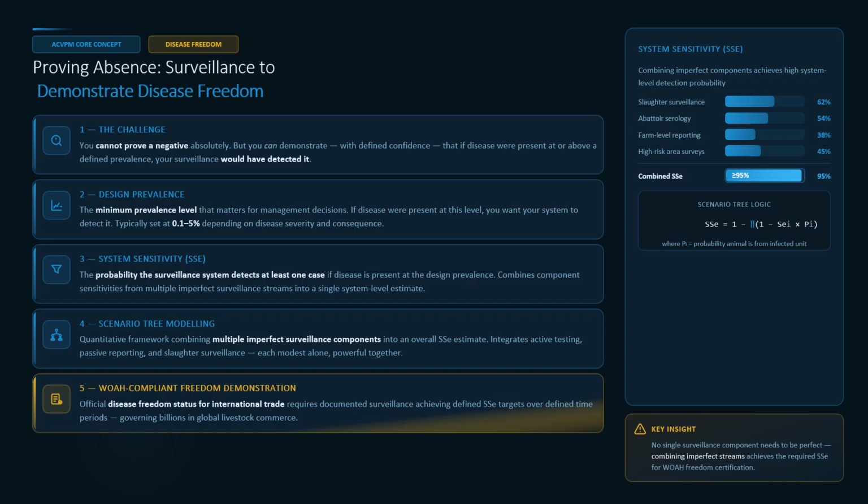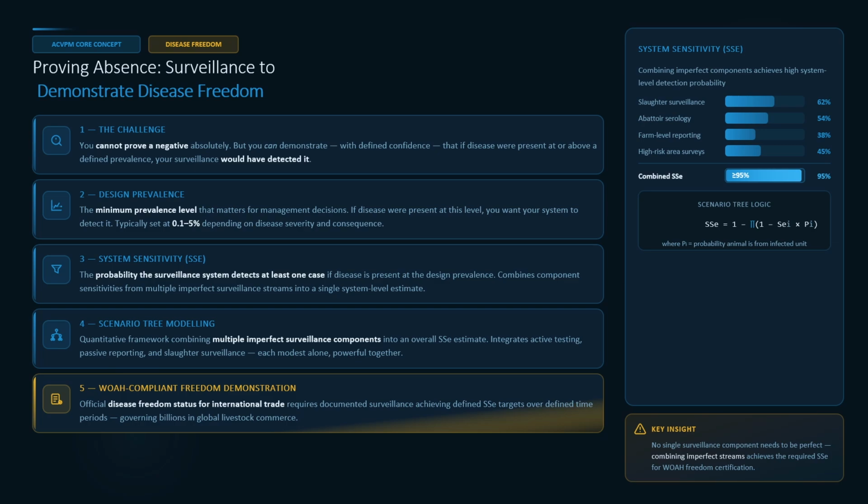Start with design prevalence. This is the minimum prevalence level that actually matters for management decisions, the threshold at which you'd want your system to detect disease if it were present. Depending on the severity and consequence of the disease, it's typically set somewhere between 0.1 and 5%. You're not trying to rule out a single hidden animal, you're ruling out disease at a level that would matter.